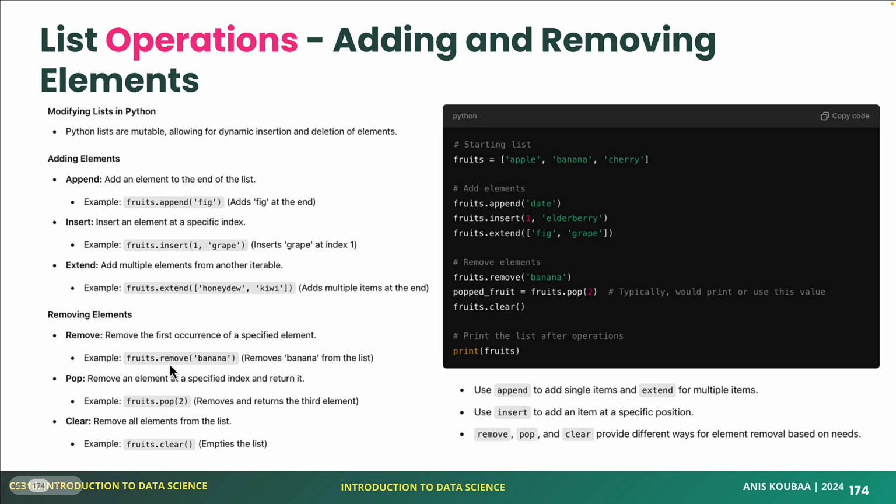We can use .remove to remove a certain element by its value. Remove banana, so it's going to remove this one. We can use pop to remove an element at a specified index and return it. So this element will be removed and returned as a result of calling the function. And clear is going just to reset or remove all the elements from the list, so it becomes an empty list. You can use .clear whenever, for example, you want to free the memory, especially if you handle a large amount of data.